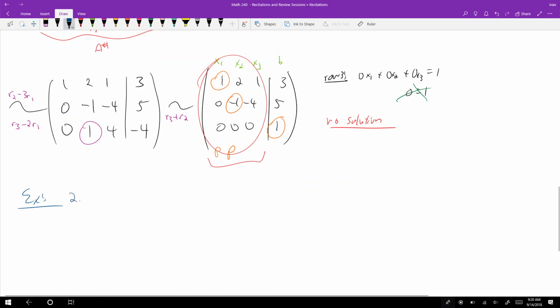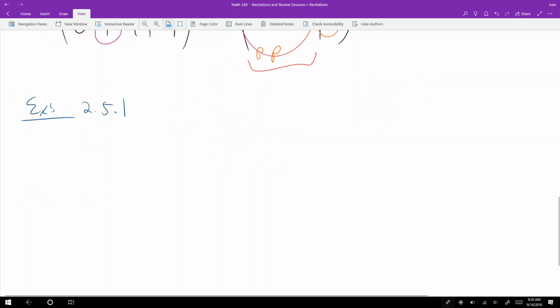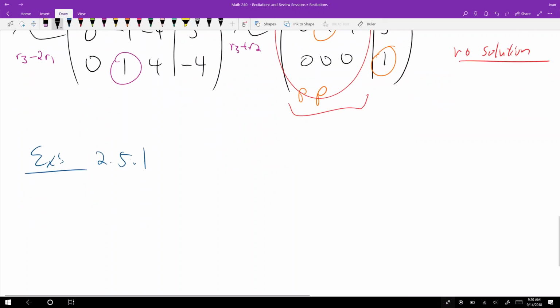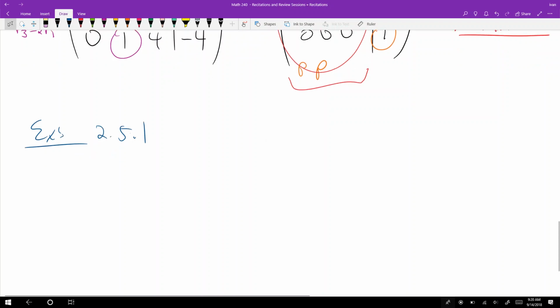Now let's take a look at another example. It's 2.5.1. Are we okay if I don't write out the initial system and we just start with the matrix? We'll save some time. So let's consider this system. 4, negative 3, 6, 2. 1, negative 3, 6, 5. Negative 2, 3, negative 8, negative 6.